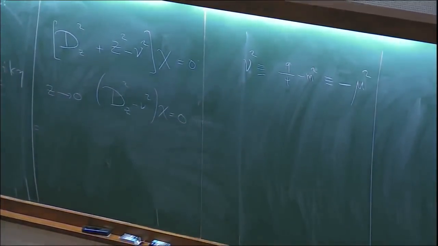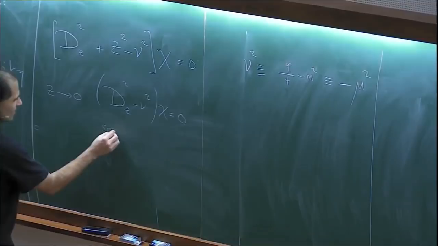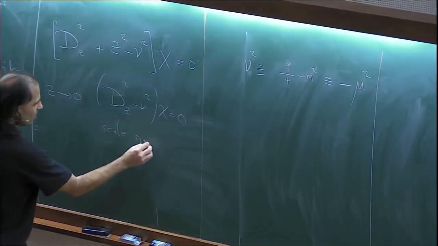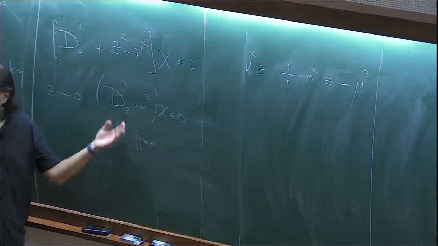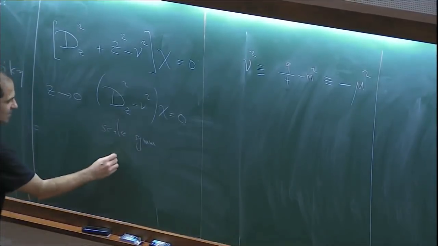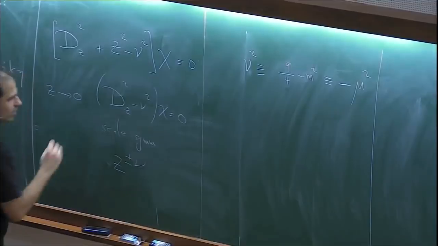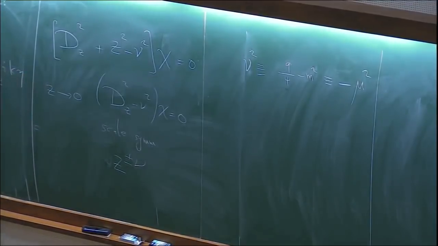And so it has a scale invariance, right? It has a scale symmetry. And in fact, there are natural solutions here that exhibit the scale symmetry, which go like z to the plus or minus nu. Those are the things that solve dz squared minus nu squared equals 0.